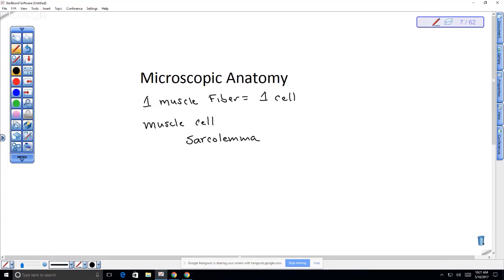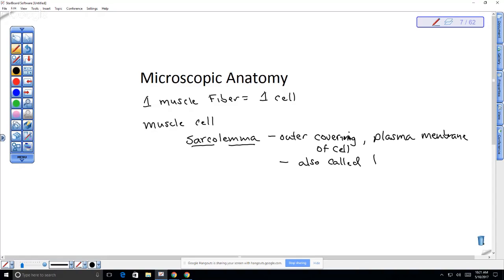So another word, if you think about sarcophagus, that's flesh eating. So you can have sarcophagus beetles that eat flesh, right? Sarco means flesh, and lemma means husk. And so this is the outer covering, or plasma membrane of the cell. And it is also called the endomysium. So it has two names, sarcolemma and endomysium.